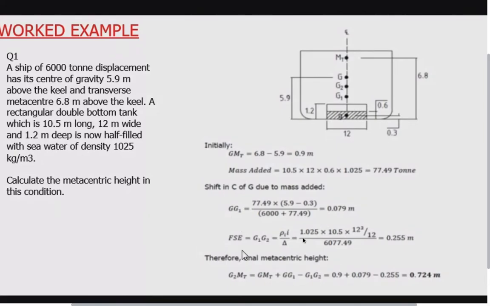All right. Now let's go to how to calculate the free surface effect. Why was the 0.6 subtracted from the 5.9? Then why was the 0.3 subtracted from the 5.9?